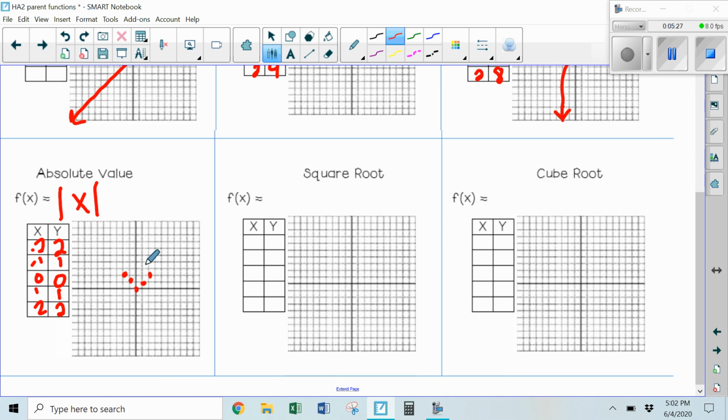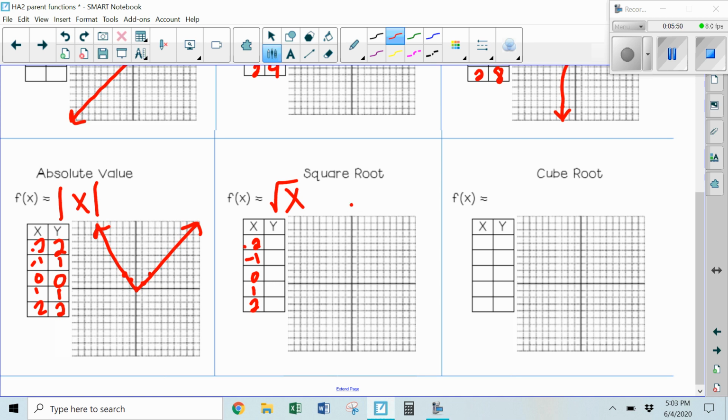You could always make more points in your table if you wanted to, but there's no need to do that. That's your absolute value graph. Square root looks like this. You probably don't know offhand what that one looks like, so let's make a table. Make sure you're using a pencil.